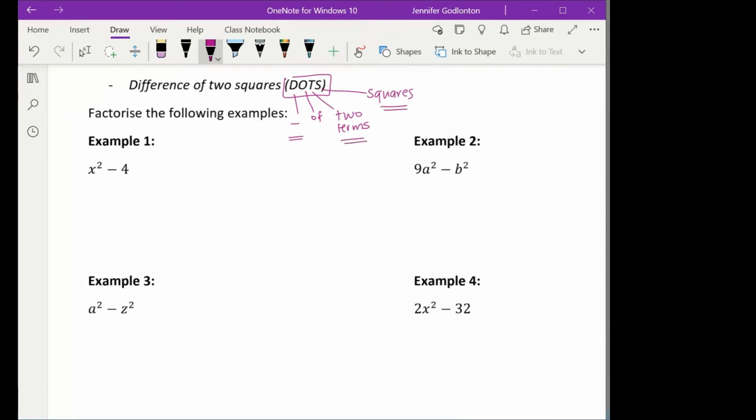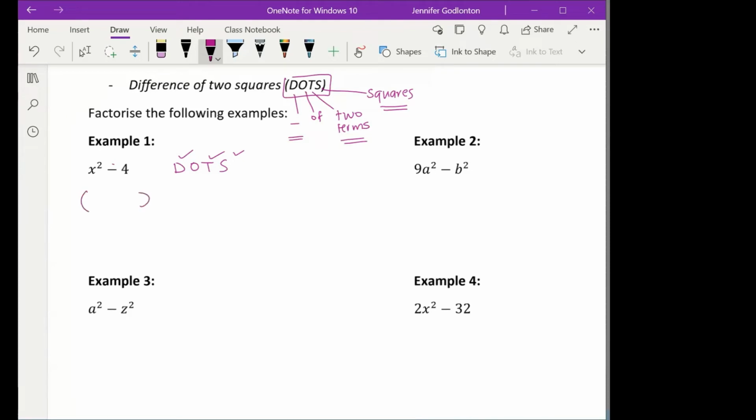So let's have a look at this question over here. We've got x squared minus 4. Let's see, is it difference of 2 squares? Okay, difference, minus sign, yes. There are 2 terms, yes. Are they both square numbers? Yes, which means I can do difference of 2 squares.